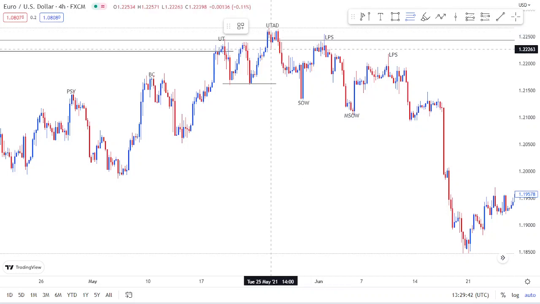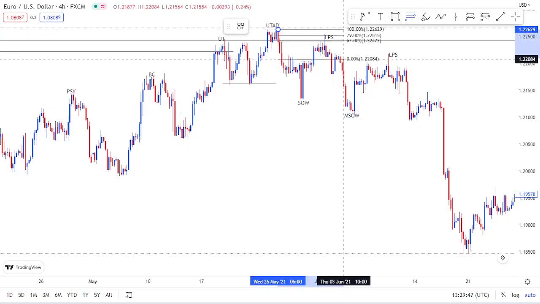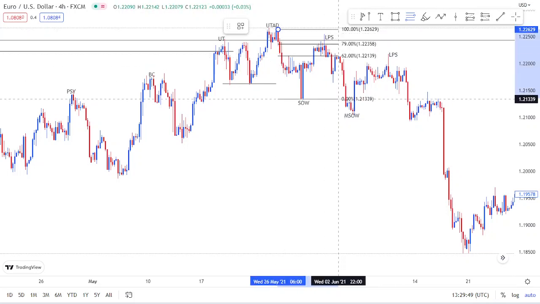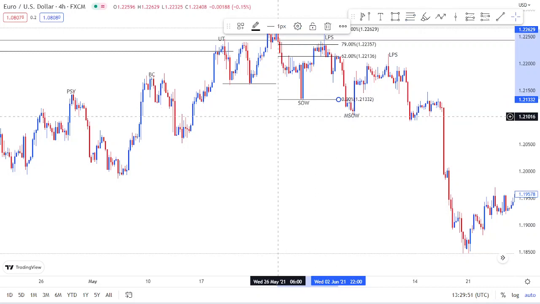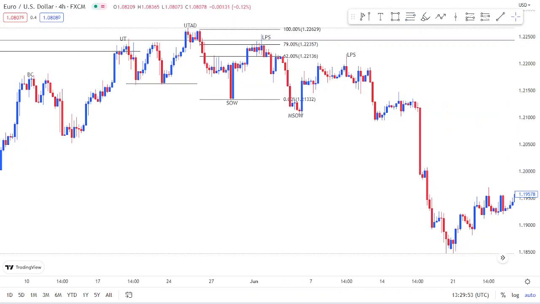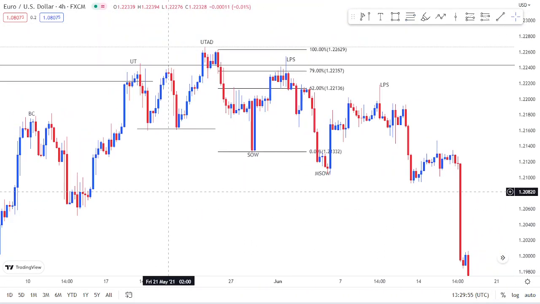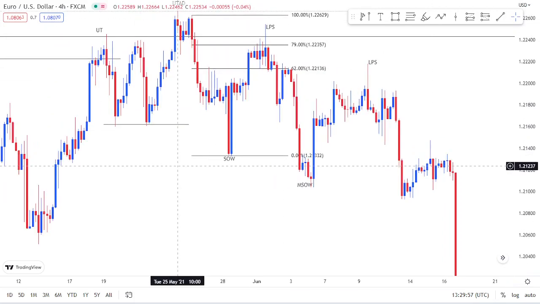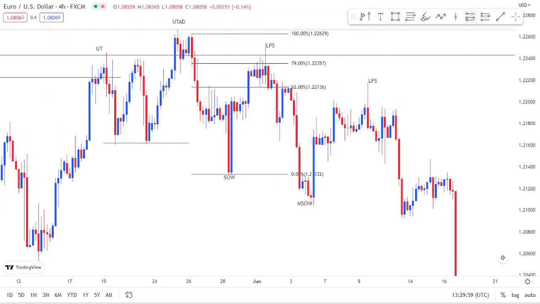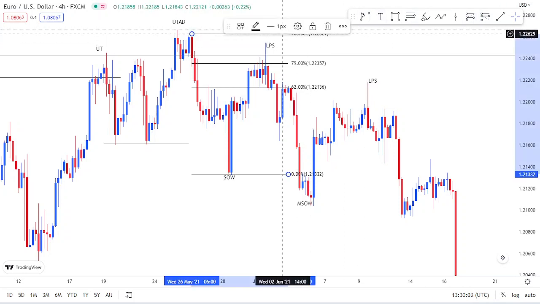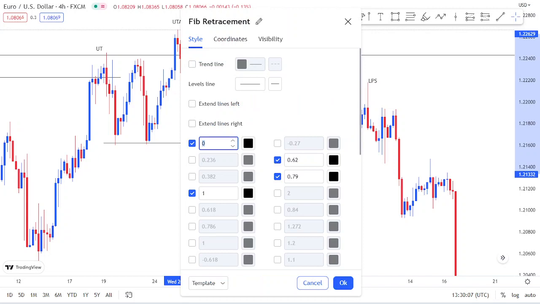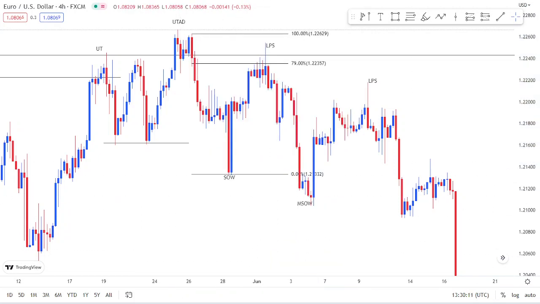So right from our upthrust after distribution, we're going to draw our Fib to the sign of weakness. Let me just leave on the 79 level for now. Fibonacci levels are very different. Each percentile has a role to play. So for now, I'm going to leave the 79 in terms of distribution.